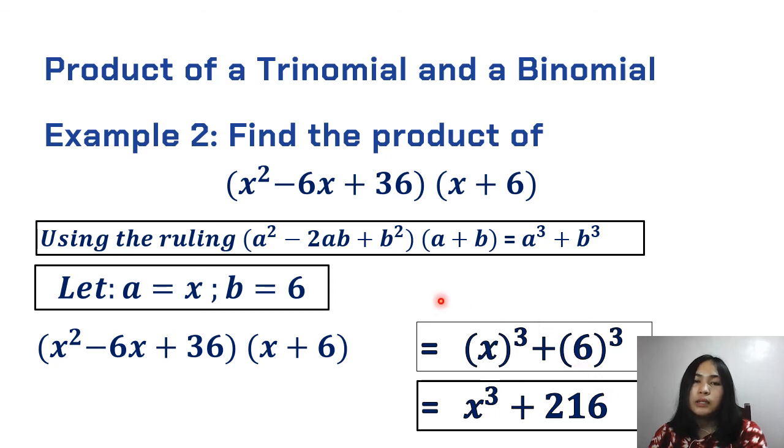Why? 6 times 6 times 6 is equal to 216. So, ayan ang pag-solve sa atong product of a trinomial and binomial. So, nasabtan ba? So, if you have questions, you can post it in our Google Classroom. So, this is just a review.